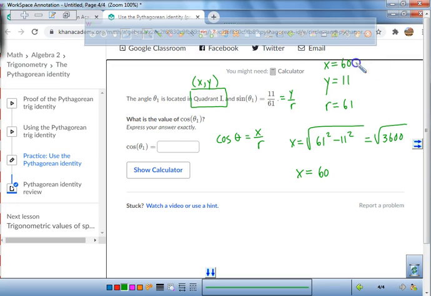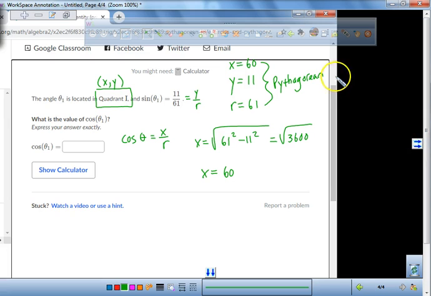This is, by the way, these right here, guys, these are called a Pythagorean triple. A Pythagorean triple is when you have three numbers, like the most common one is 3 squared plus 4 squared equals 5 squared. But this is another Pythagorean triple, that 11 squared plus 60 squared equals 61 squared. That's another Pythagorean triple. So here we go. We got our x value.